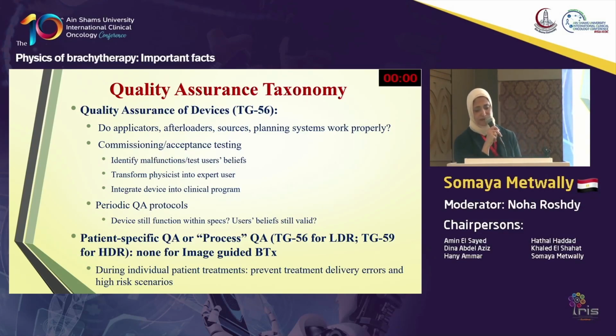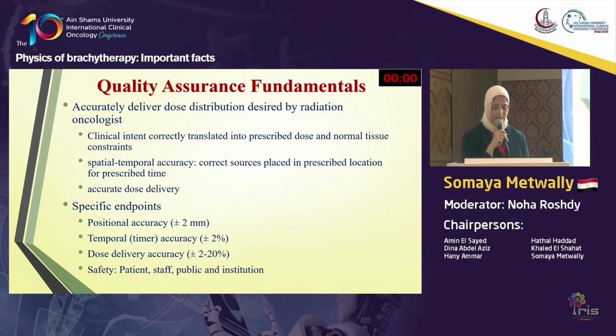Patient-specific QA, or the process of QA, is described in TG 56 for low dose rate and TG 59 for high dose rate. All quality assurance exists in these two task groups. During individual patient treatment, it prevents treatment delivery errors and high risk scenarios. You have to do this kind of quality assurance before you start to use your machine.